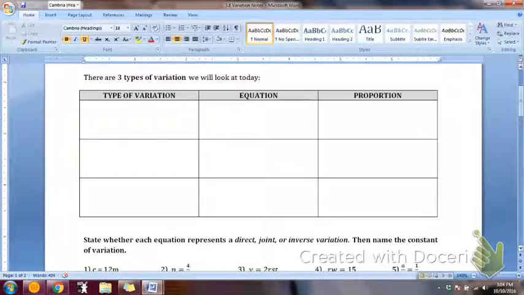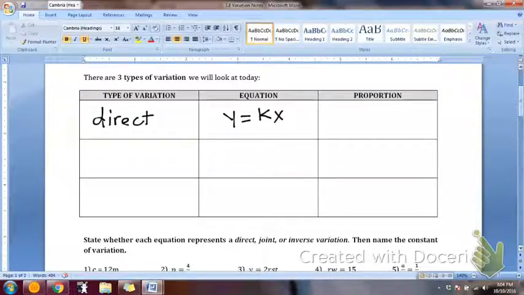All right, there are 3 types of variation. The first type of variation is called direct variation. Direct variation means that the two things vary directly. The variables vary directly. The equation that we use for this is y equals k times x. K just means it's going to stand in for a constant. I know that constant starts with a C, but we use the letter K to represent it.